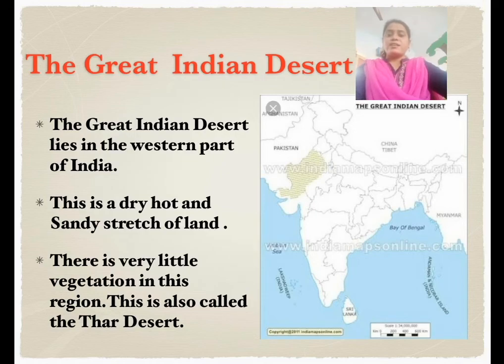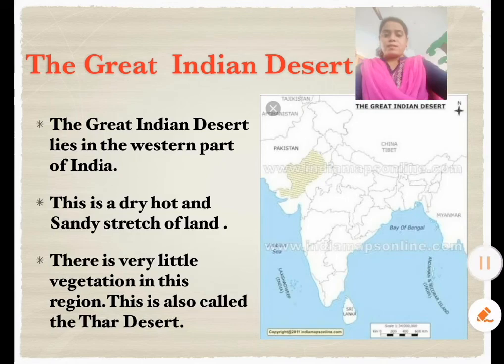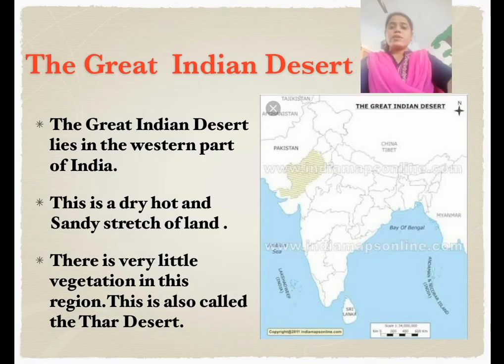The Great Indian Desert lies in the western part of India. This is a dry, hot, and sandy stretch of land. There is very little vegetation in the region. This is also called the Thar Desert. Spreading over an area of more than 2 lakh square kilometers, the Thar Desert is a large arid region in northwestern India, forming a natural boundary between India and Pakistan. It lies mostly in the state of Rajasthan and stretches into southern Haryana, Punjab, and northern Gujarat.